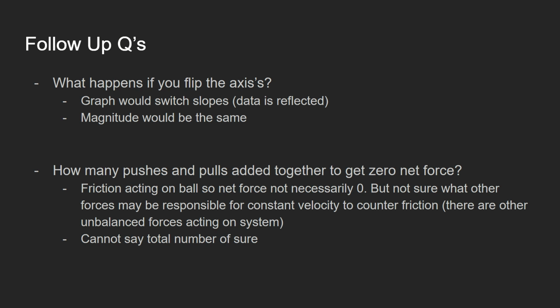As for the second question on how many pushes and pulls are added together to get a zero net force, we know that there is friction acting on the ball, so the net force is not necessarily 0. But we're not sure what other forces may be responsible for the constant velocity to counter that friction in the first place, since we know that there are other unbalanced forces acting on the system. For example, one of these could be air resistance. So as a result, we cannot say the total number for sure, but we do know that there's friction acting on the ball, so there are at least some additional outside unbalanced forces that are acting on the system.